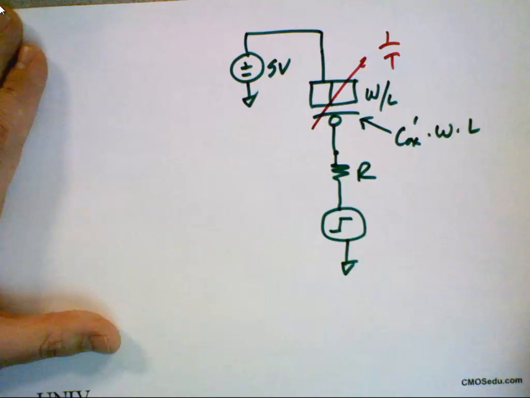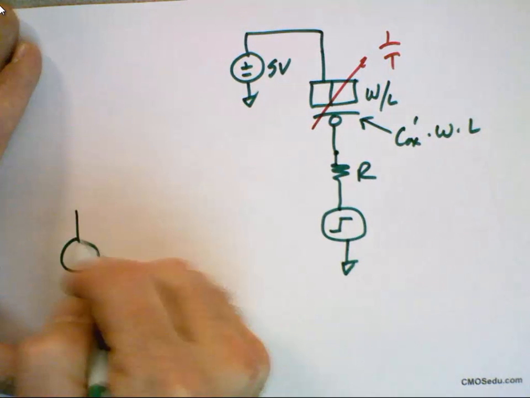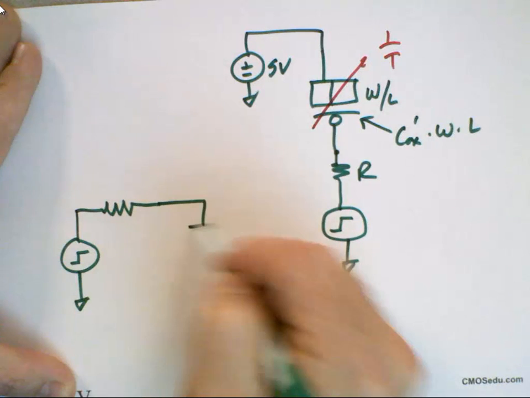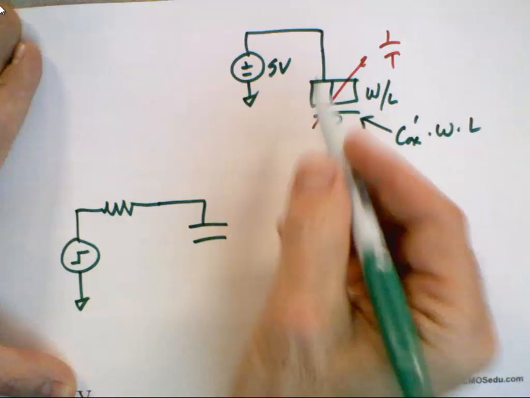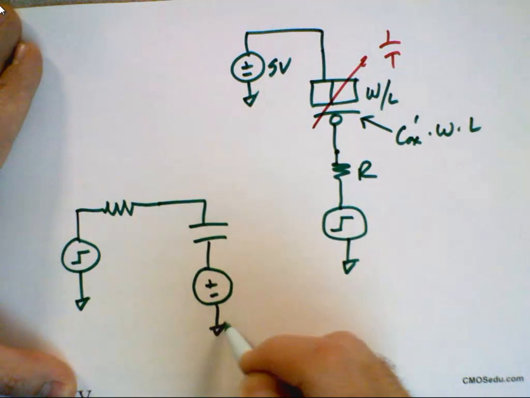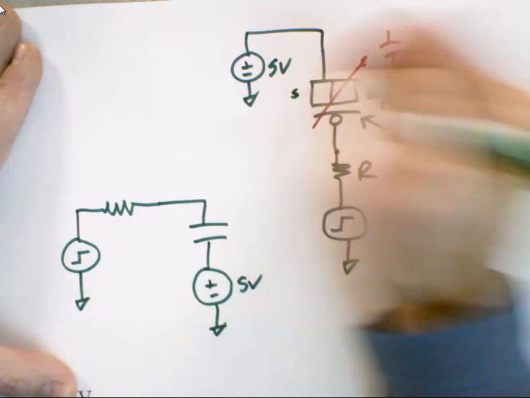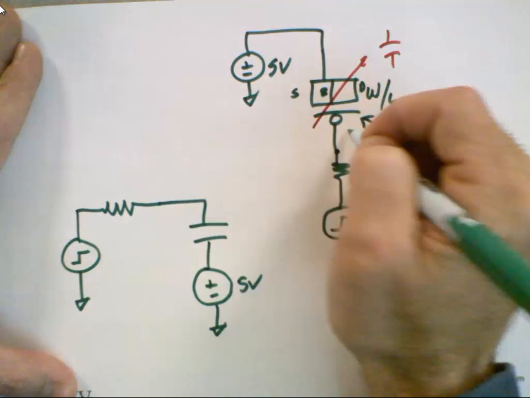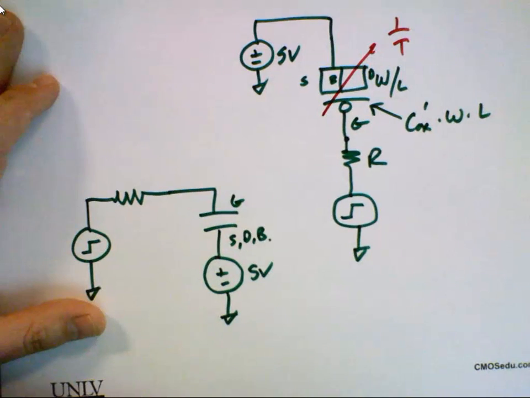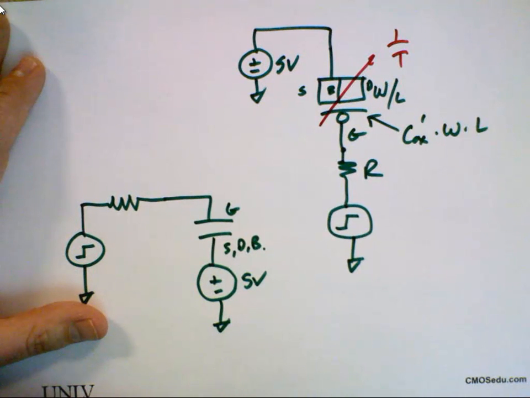So I want you to redraw this circuit in a simpler form so that I can use what I talked about before. So I'm going to redraw this over here. I'm going to put a resistor square like that. Then I'm going to put my MOSFET capacitor, but instead of connecting it, let's connect it to 5 volts. So this is source, drain, bulk. This is gate. So this is gate, source, drain, bulk. Does everybody agree?